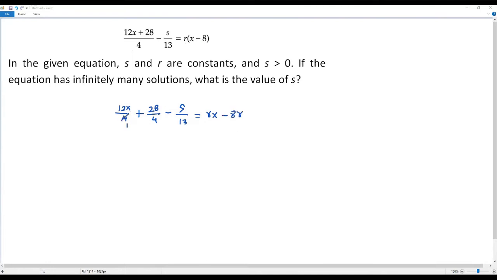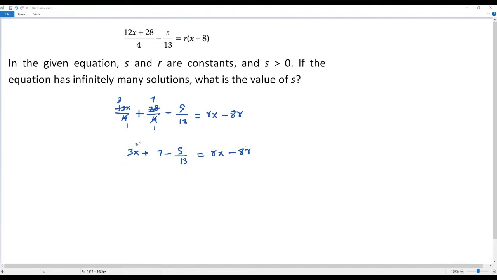Here 4 goes into 4 one time and 4 goes into 12 three times. And here 4 goes into 4 one time and 4 goes into 28 seven times. Then we get 3x + 7 − s over 13. On the right side, we can write it as it is, that is rx − 8r. Here we have a linear expression, and here we have a linear expression. The two linear expressions are equal.